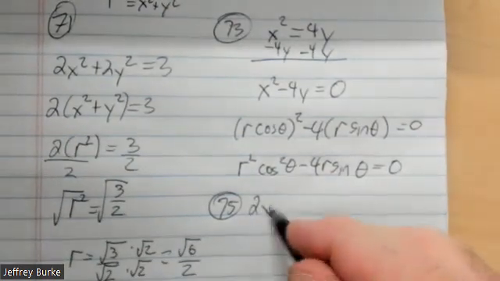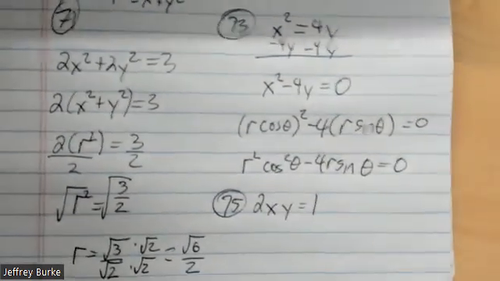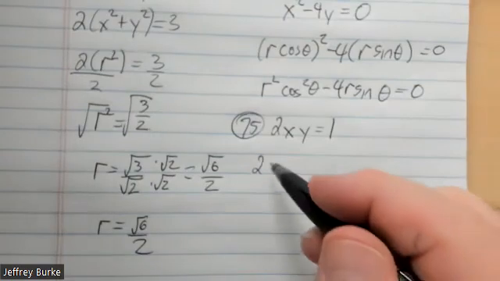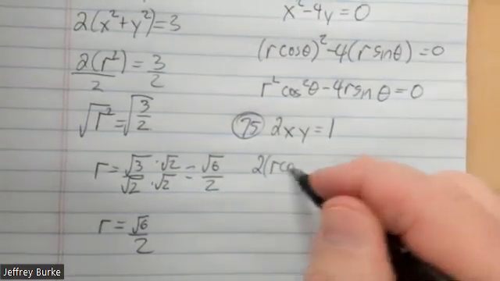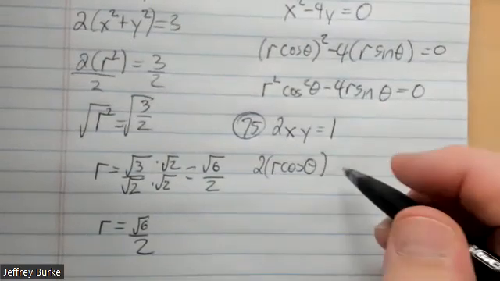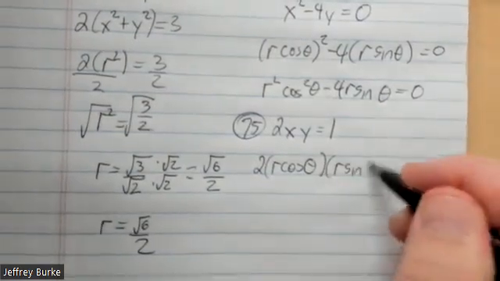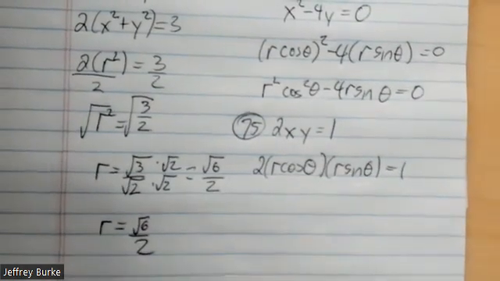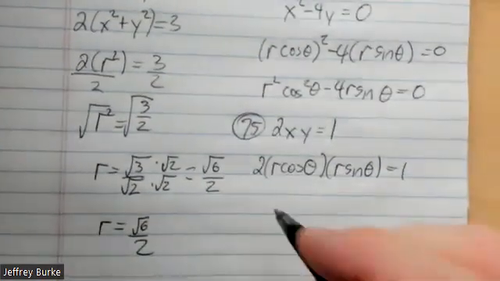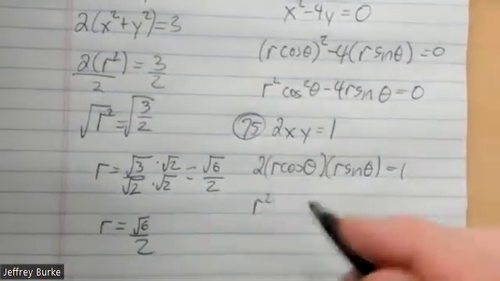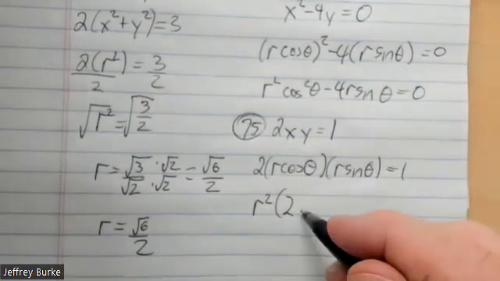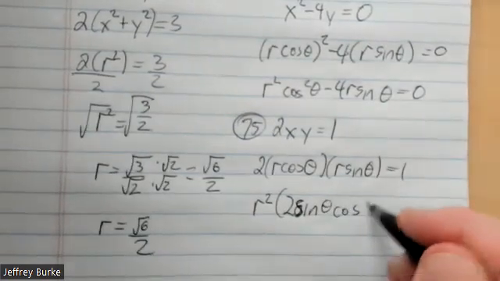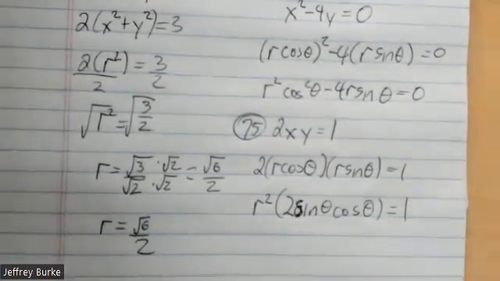Here we have 2xy equals 1. Any idea what I can replace x with? And then y I'll replace with r sine theta. This one is devious. What I'm going to do is take the r's out, but bring the 2 back in. This is an r, this is an r, so this is going to be r squared. Now I'm going to bring the 2 and make this 2 sine theta cosine theta equals 1.